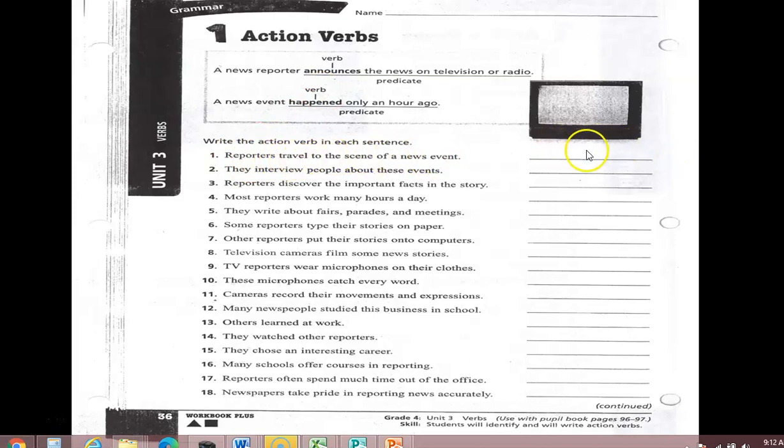Reporters travel to the scene of a news event. Right, one-word verb here. Who or what did something? Reporters. What did they do? They traveled. That's the verb. Number 2. They interview people about these events. You've got to find the subject first. Who or what did something? That's they. What do they do? They interview. Interview. That's the one word.